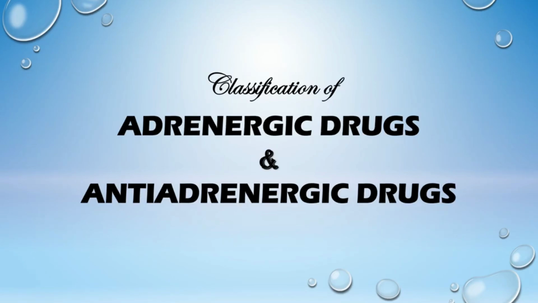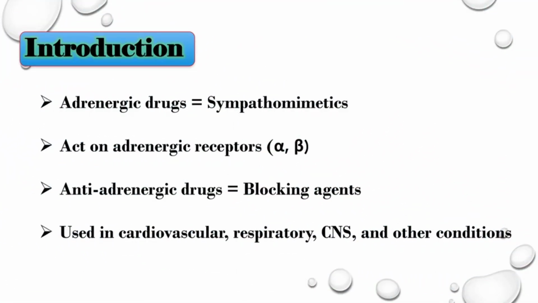In today's topic, we will discuss the classification of adrenergic and antiadrenergic drugs. Adrenergic drugs are also known as sympathomimetic because they mimic the sympathetic nervous system. They act on adrenergic receptors, which are alpha and beta receptors. On the other hand, antiadrenergic drugs are blocking agents. Both types of drugs are widely used in cardiovascular, respiratory, CNS and other conditions like central nervous system disorders.